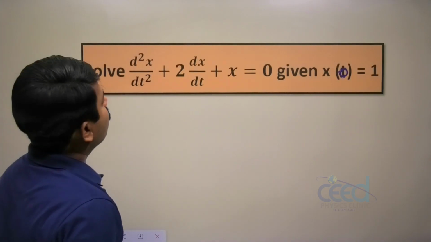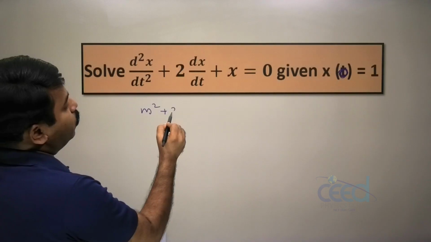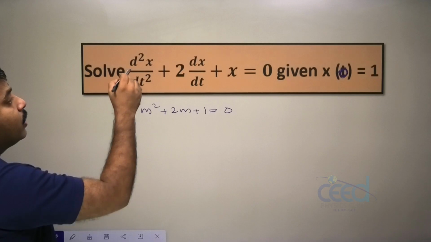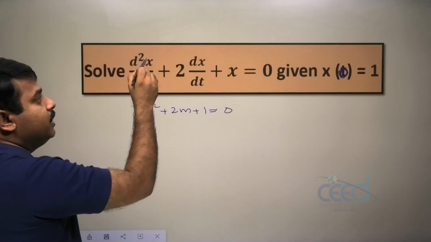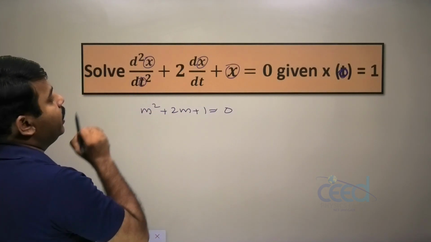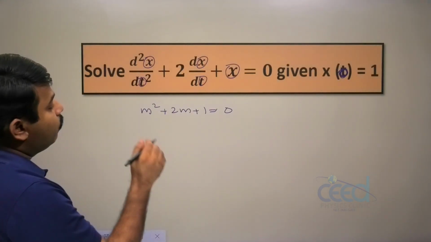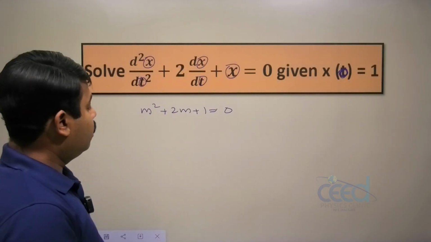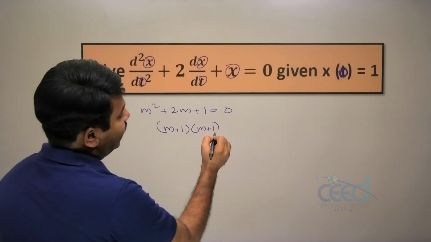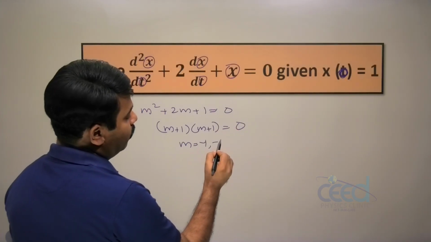First we can write the auxiliary equation: m square plus 2m plus 1 is equal to 0. Here it is not dy by dt square. Here the variable is x; think of x as a function of t only, differentiating with respect to t only. Understood? Now look here: m plus 1 into m plus 1 equal to 0. Then m is equal to minus 1, minus 1.